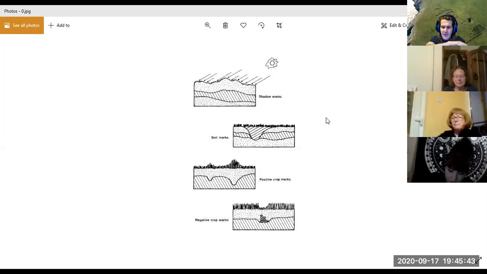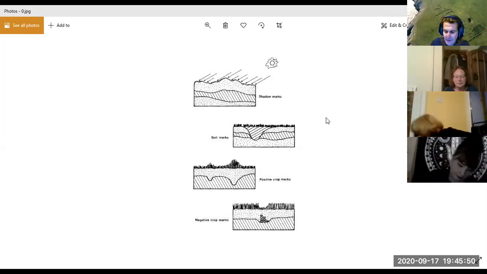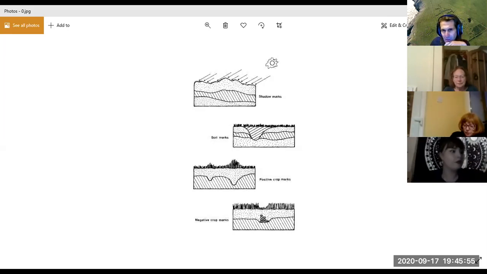So we've got lots of images, and those images very much help us understand 3 areas of aerial photography, and we're going to go straight into it. So here we go.